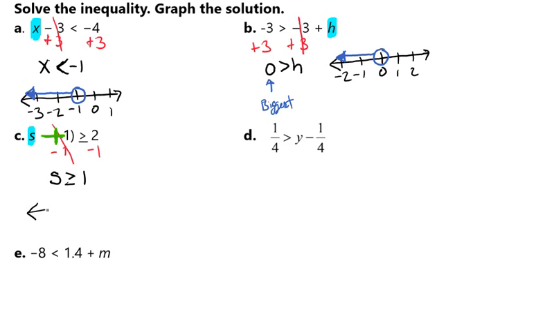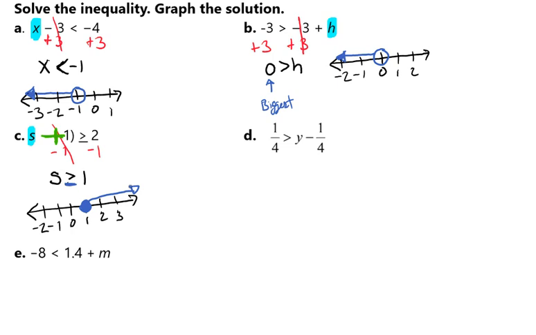When we go to graph that, because our variable is on the left, our arrow will point in the direction of our symbol. So we will have a closed circle at 1, and it's closed because there's a line underneath our greater than sign, and we will point towards the bigger numbers.